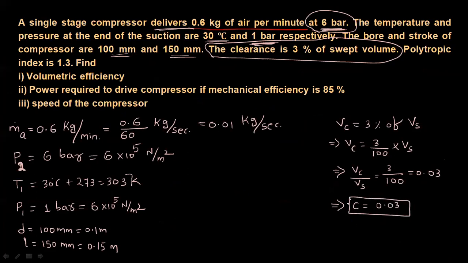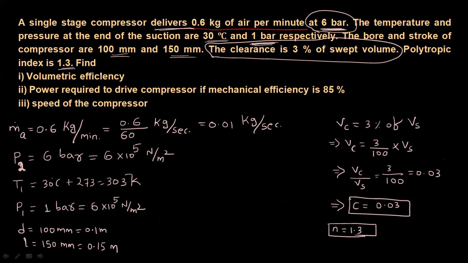Okay, so indirectly it is given. Next, polytropic index is 1.3. Polytropic index means small n is given. Small c is given, 1.3.